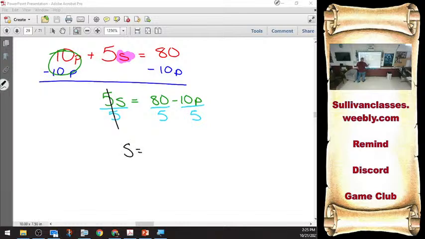My sandwiches will be, what's 80 divided by 5? 16. And 10 divided by 5 is? And you say, why am I even doing this? Go back to the problem. And it asked, how many sandwiches can you buy if you have 4 pizzas? Jam 4 in for pizzas. 16 minus 8 is 8. You can buy 8 sandwiches.